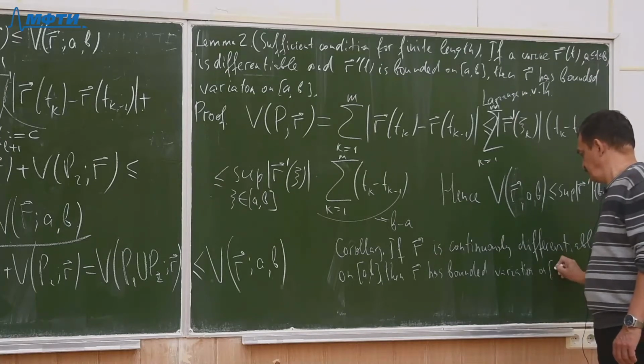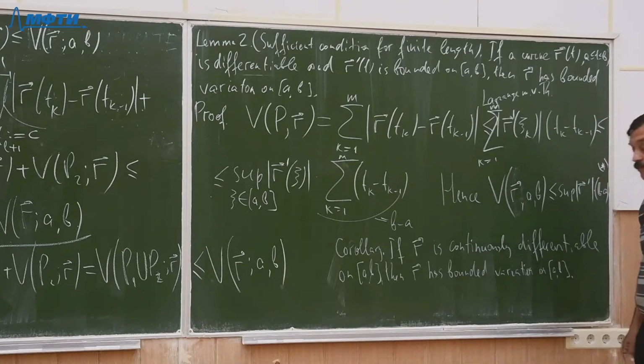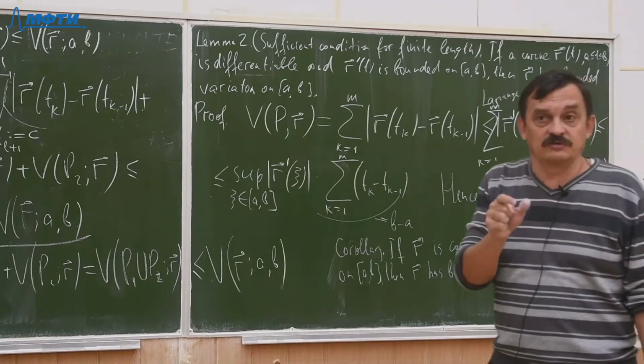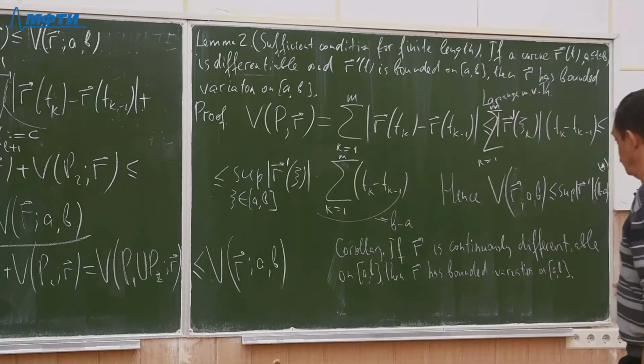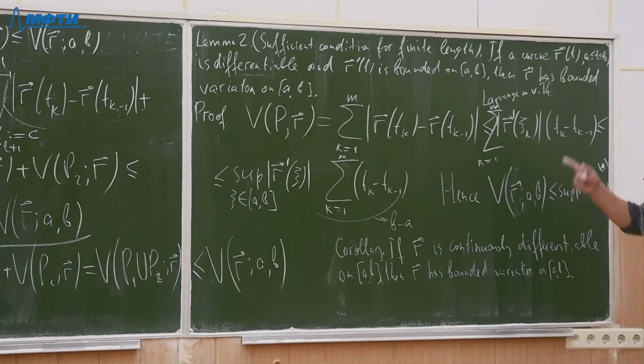On AB. Why? Because if the derivative is continuous, then this length also is a continuous function, and as we know, an arbitrary continuous function on a closed interval is bounded. Then everything is okay. So the suppositions of our lemma are satisfied.